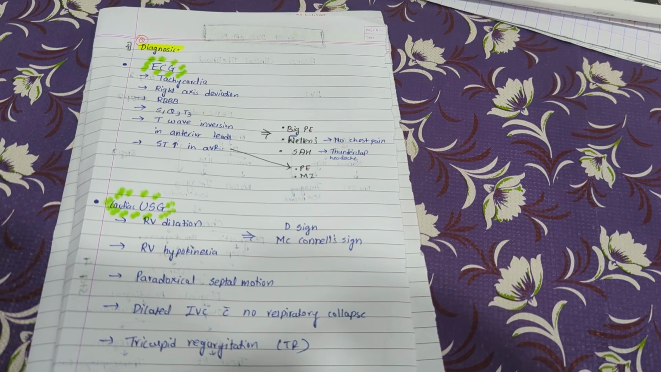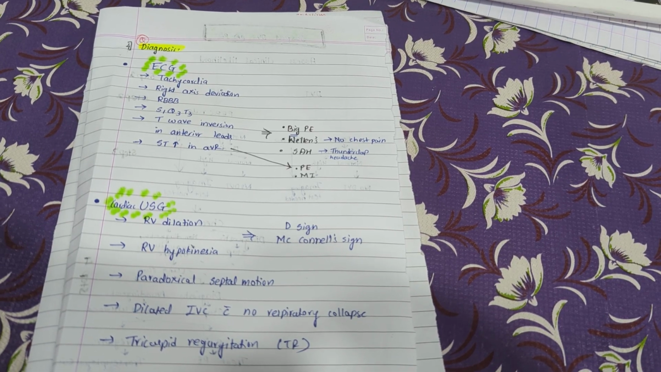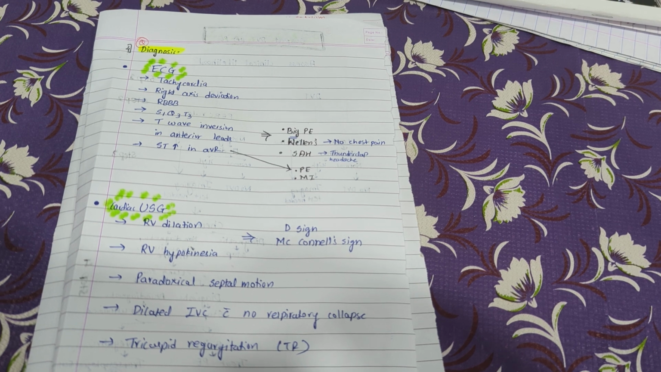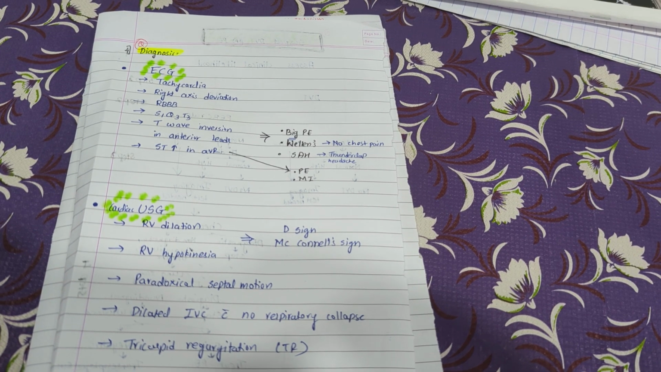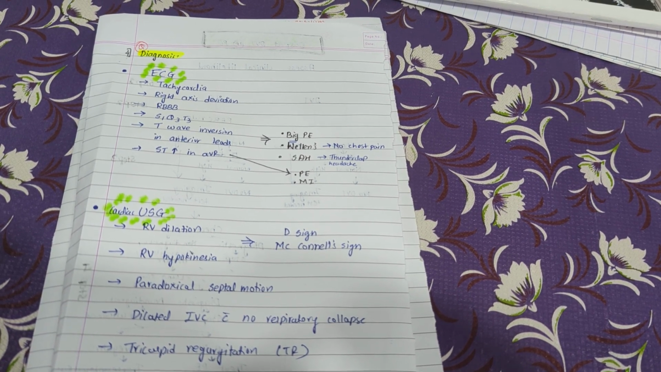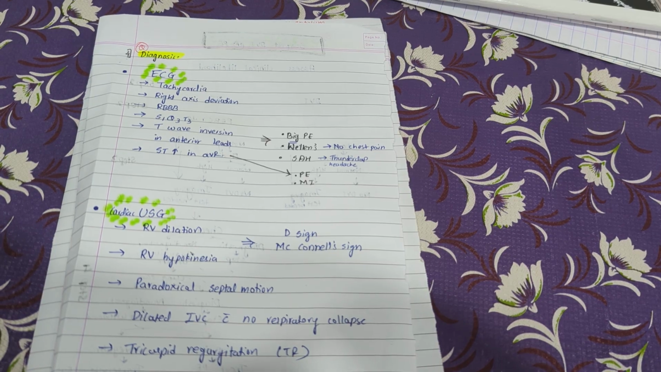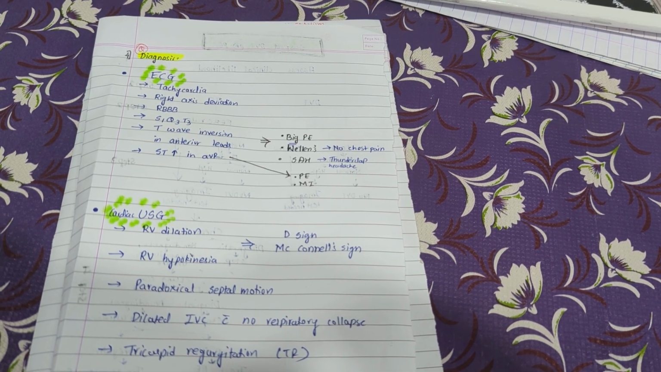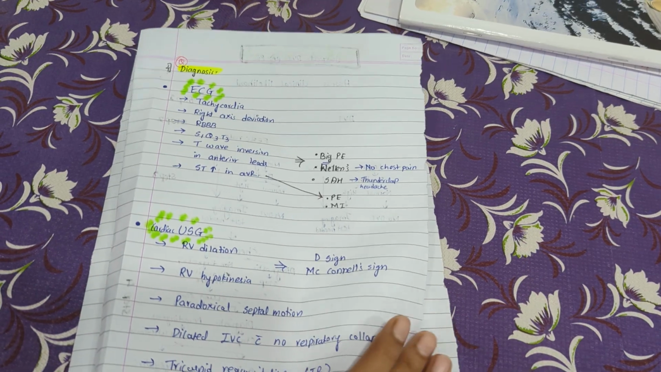Cardiac USG shows RV dilatation, RV hypokinesia, which is seen as D sign or McConnell sign. Other features are paradoxical septal motion, dilated IVC with no respiratory collapse, and TR, that is tricuspid regurgitation.